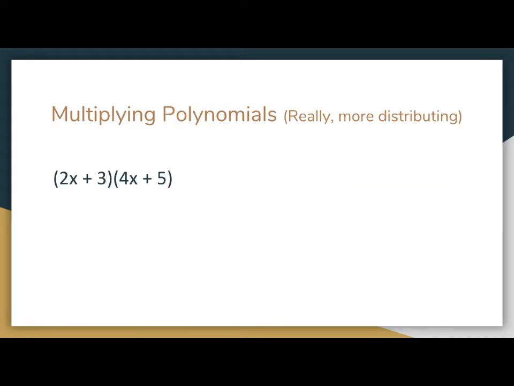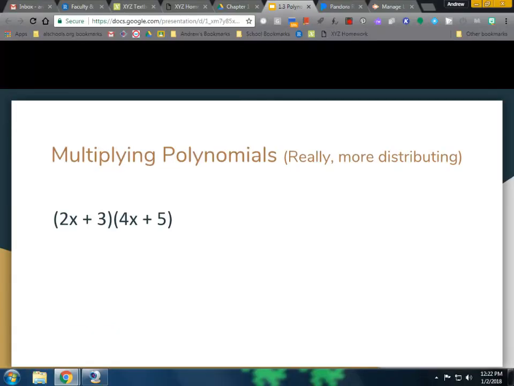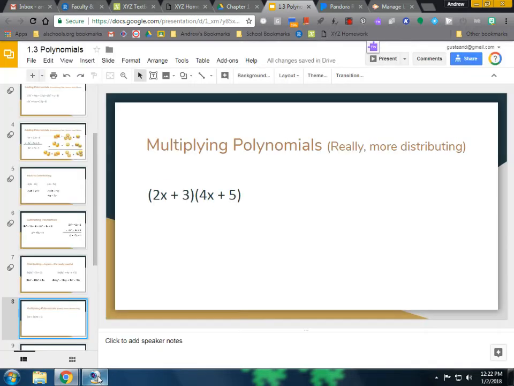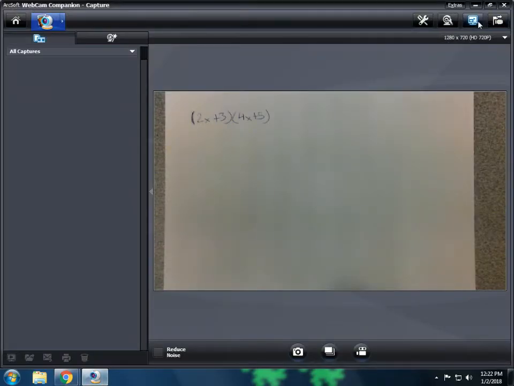Okay, multiplying polynomials. Again, really more distributing. We use this all the time, distributing. I'm going to move over to the document camera, and I'm going to work through this problem. I'm going to work through it in two different ways. Some of you may have heard or used a method called FOIL, first, inner, outer, last. I'm not going to do that right away.